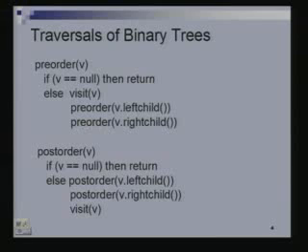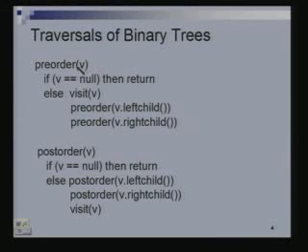So it said pre-order: first visit the node, then visit the children nodes. In post-order, first visit the children nodes and then visit the node. So let's look at how this specializes to the case of binary trees. So in a pre-order traversal, what are we saying?